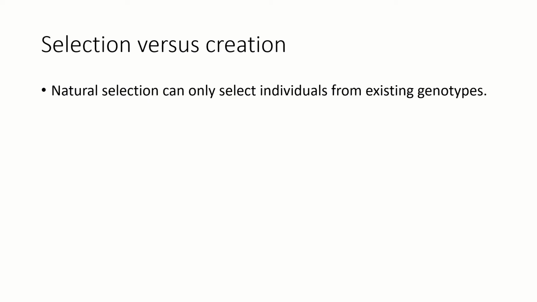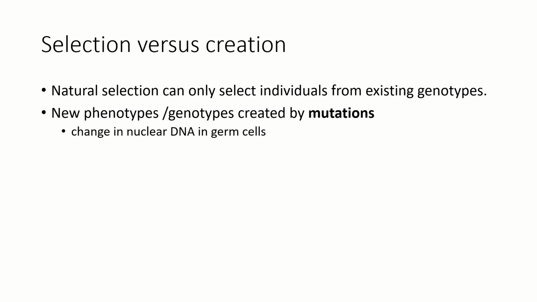One note we need to remember is that natural selection can only select from the genotypes that are already present in a population. Natural selection can't make new genotypes happen. New genotypes and new phenotypes are created by mutations to nuclear DNA in germ cells. Remember, it has to be in the cells that can get passed on to the next generation. That's where new mutations come from. And these happen randomly. That is another thing to remember. Mutations are random in their development.